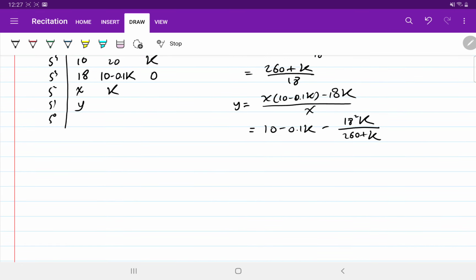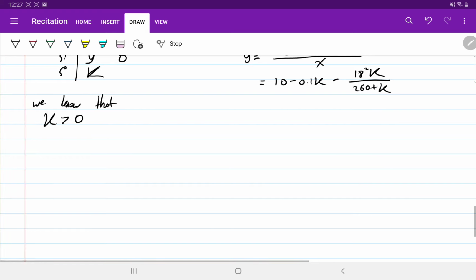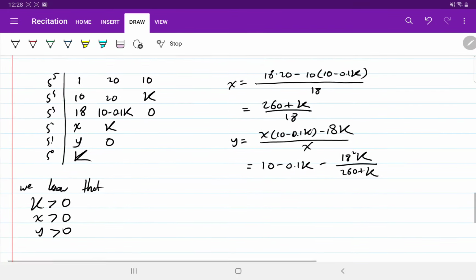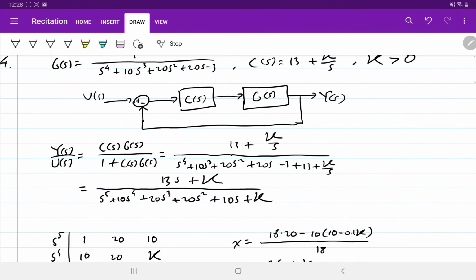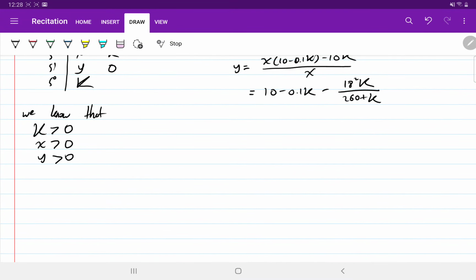And this term here is y times k, so you have 0 there, right? So y times k minus 0 over y is k. Okay, we know that k must be positive, x must be positive, and y also should be positive to ensure that the closed loop system is stable. Okay, k greater than 0, that's easy.